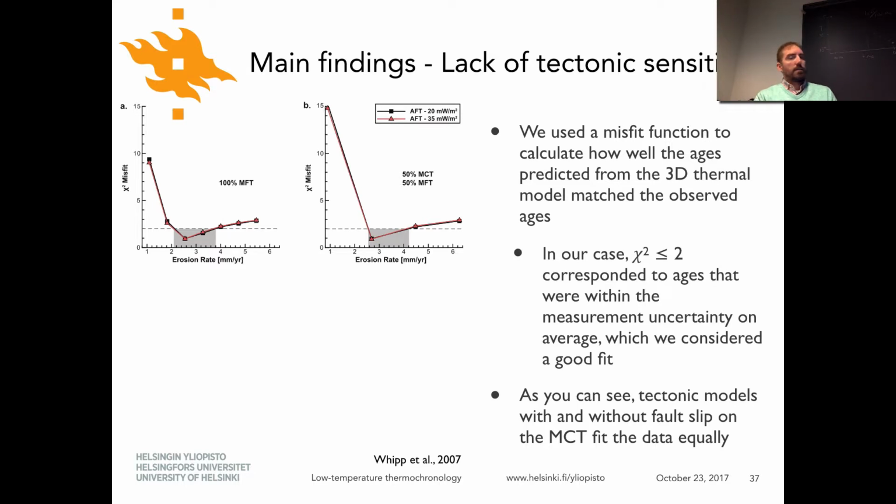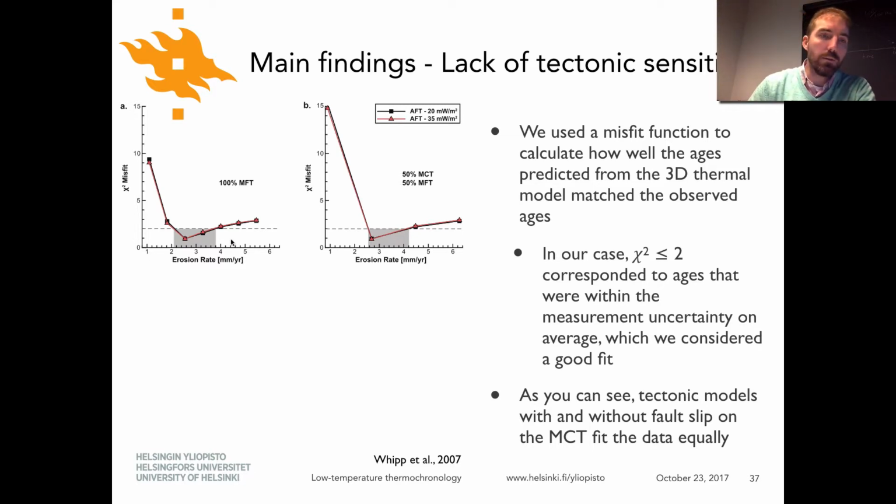And to jump to what we found out, essentially we found out that we're not sensitive to these different tectonic scenarios. We measured how well the predictions from the model fit what we observed with a fairly standard statistical comparison, the chi-squared statistic. All it does is difference the observed and predicted age and divide by the uncertainty. It gives you a sense of whether you're within the measurement uncertainty or not.